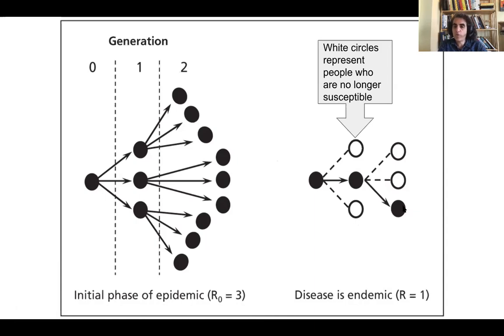So this is a picture of an R of 1, an endemic disease where each person spreads the disease to 1 more person, and then the original person presumably gets better. And so the amount of the disease in the population doesn't change. We don't have an outbreak. It doesn't die out either.